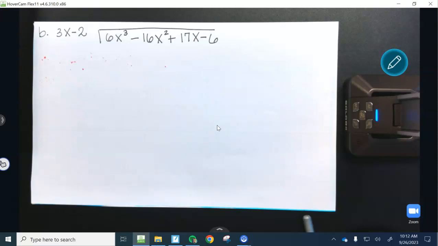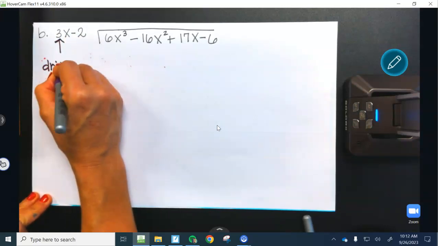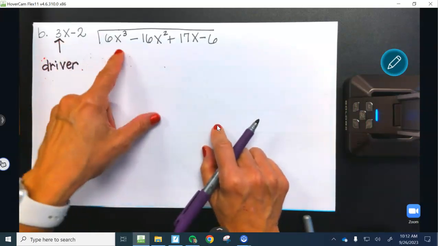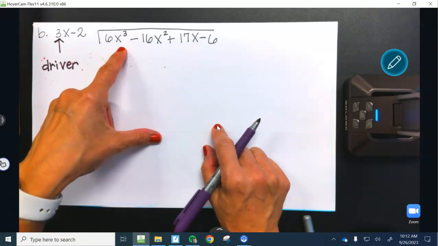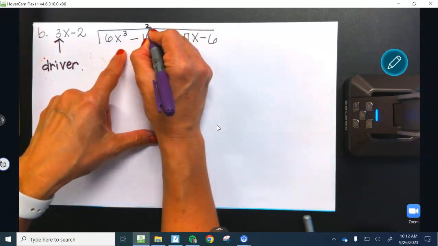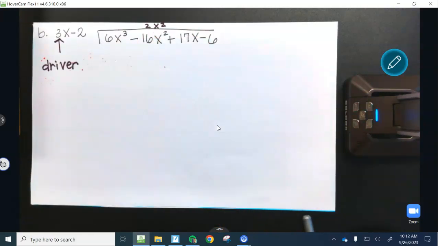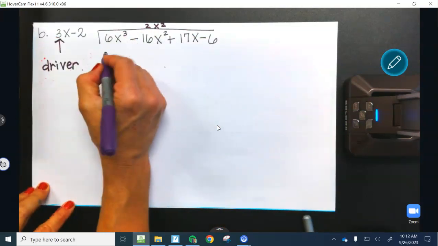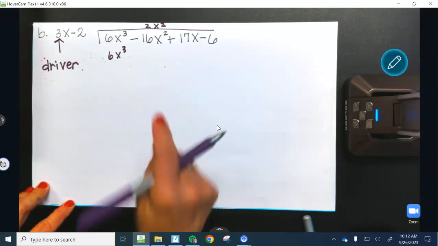And then let's go back to the driver. So remember, your driver is 3x. We want the 3x to look like 6x cubed. What do you multiply by? 2x squared. Awesome. Let's put that right above the quadratic term. Let's distribute. 2x squared times 3x is 6x to the third, exactly what we wanted.